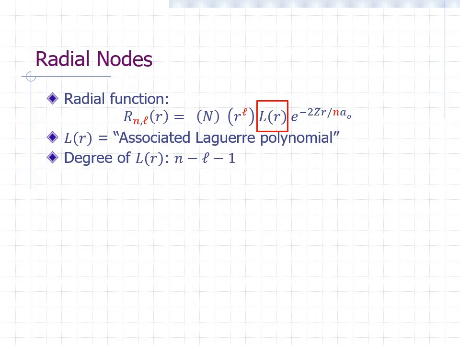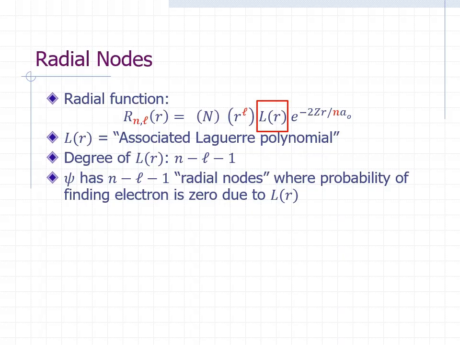This means that the wave function has n minus l minus 1 radial nodes, where the probability of finding the electron is zero. Since in 3 dimensions, all points equidistant from a given location constitute a spherical surface, a radial node is also referred to as a spherical node. A radial node is a spherical surface where the wave function and the probability of finding the electron go to zero as it switches algebraic sign from inside the surface to outside.